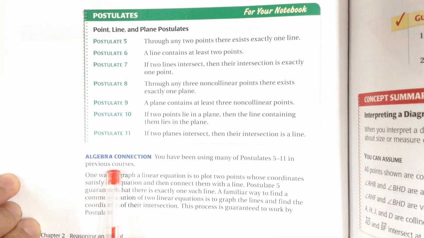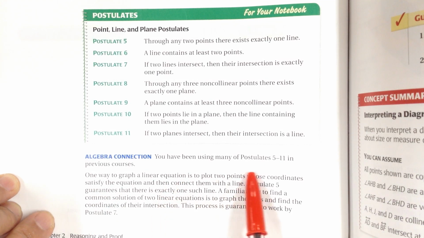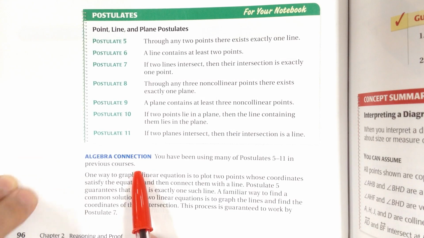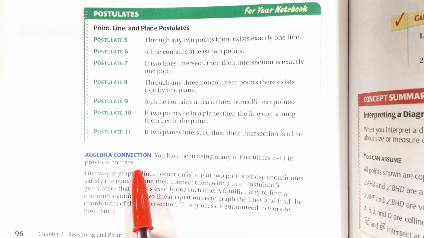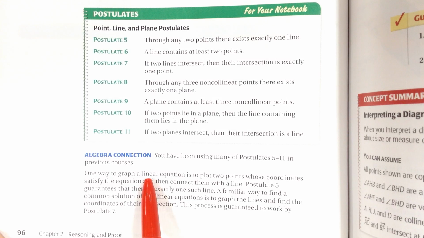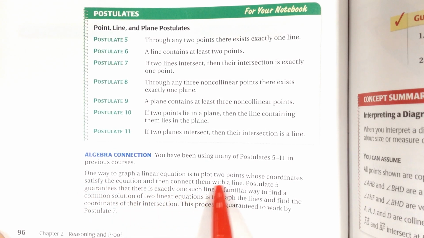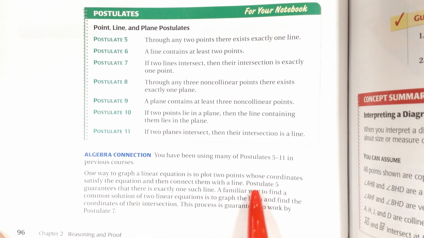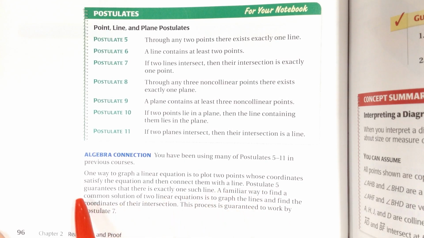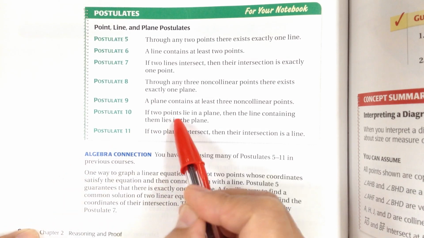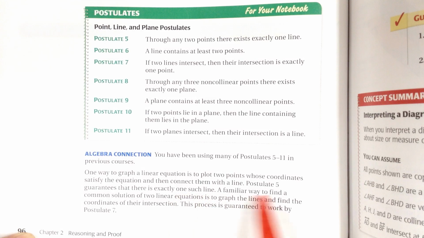So, algebra connection. You have been using many of the postulates 5 through 11 in previous courses, like in algebra. It says one way to graph a linear equation is to plot 2 points whose coordinates satisfy the equation, then connect them with a line. That's postulate number 5, which guarantees exactly one such line. So in algebra, when you graph a line, you plot 2 points and connect them, and that's how you get a line.